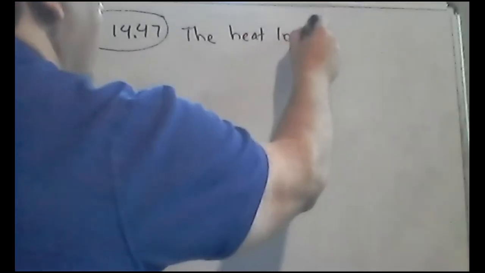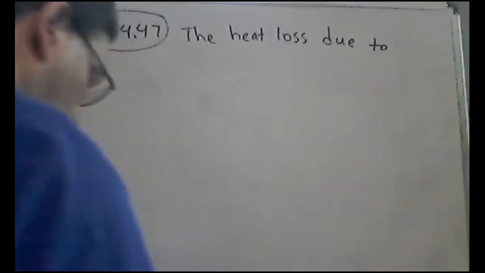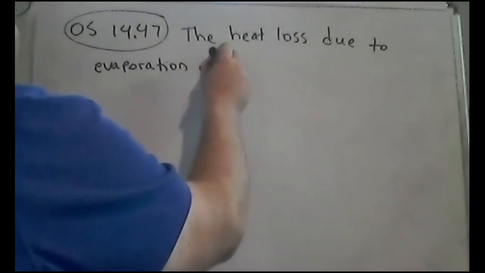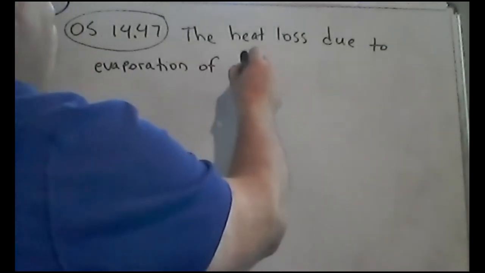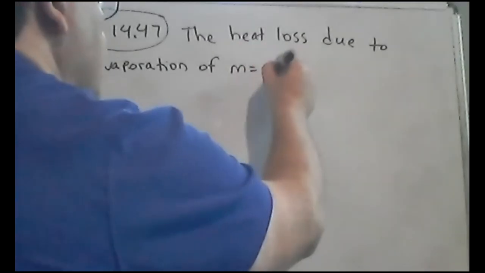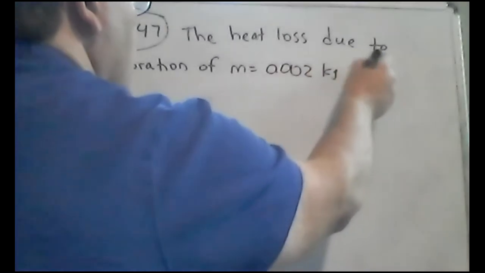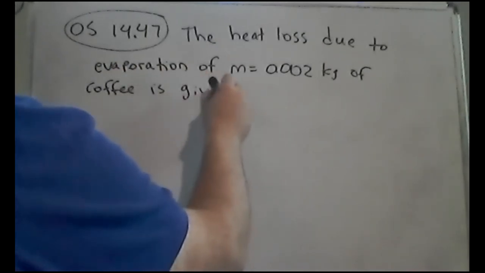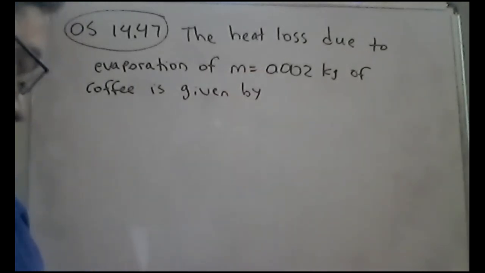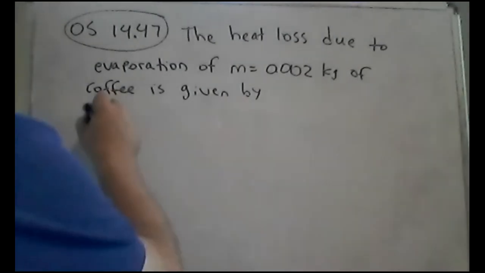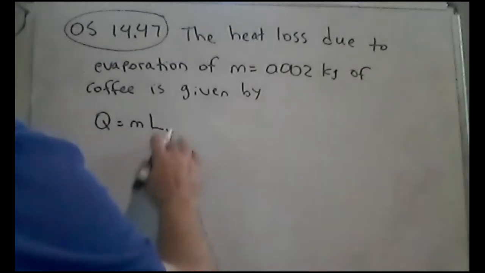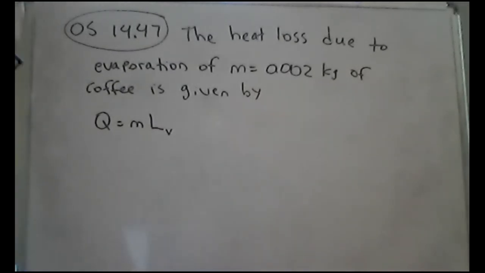Well, again, as we talked about in chapter 12, the heat loss due to evaporation of, again, it's going to be 2 grams, but we really want to put this in kilograms, so divide by 1,000, 0.002 kilograms of coffee is given by, so remember, we're going to assume the properties of water in the case of coffee usually. So Q is M L sub V. So again, this is a heat of vaporization, the mass little m of coffee. We can calculate that right now.